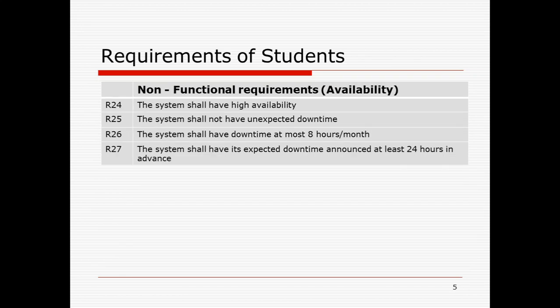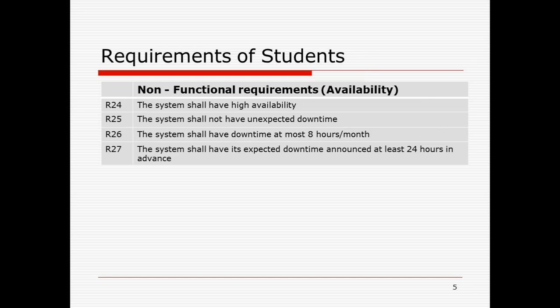Similarly, another non-functional requirement for the students is the system shall have high availability. That means the system should be always available. The system shall not have unexpected downtime. So that means the system should be highly reliable and should not go down unexpectedly. The system shall have downtime of at most 8 hours per month. That means the system should have a maximum of 8 hours per month downtime, not more than that.